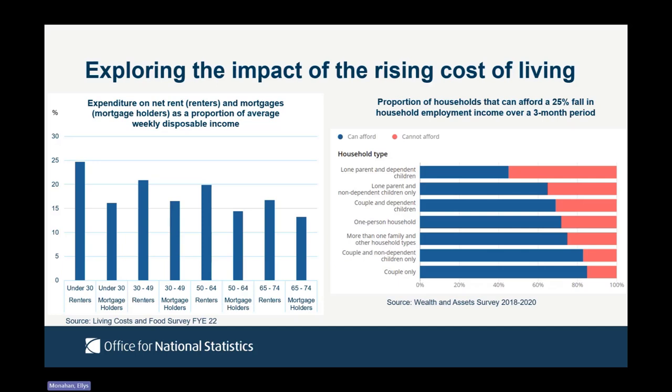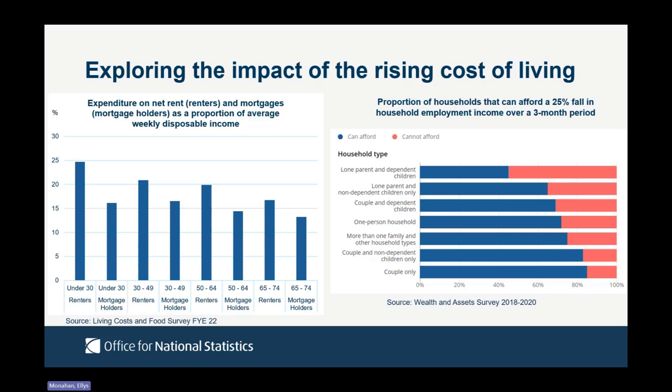So in spring last year, findings from the Opinions and Lifestyle Survey suggested that renters were on average reporting more difficulty affording their rental payments than the difficulty that mortgage holders were reporting when paying for their mortgage payments. So we wanted to unpack this finding a little bit more and see if we could understand what was driving renters to report this difficulty. And we used the Living Costs and Food Survey to explore the proportion of income that was spent on rental or mortgage payments as a way to help unpick this.